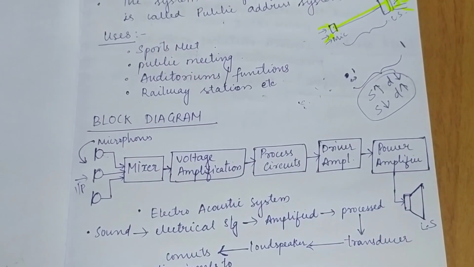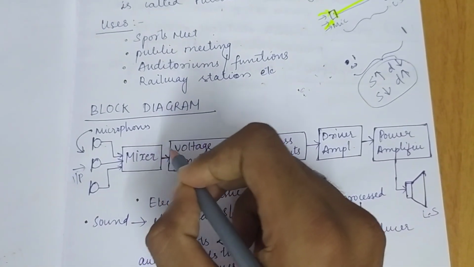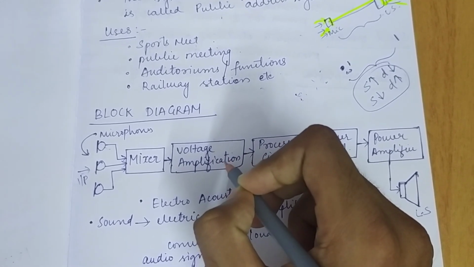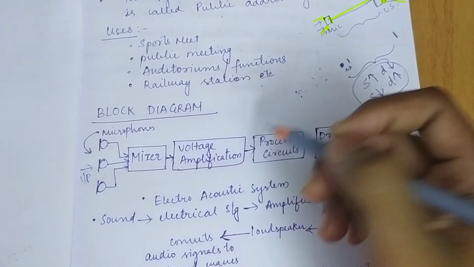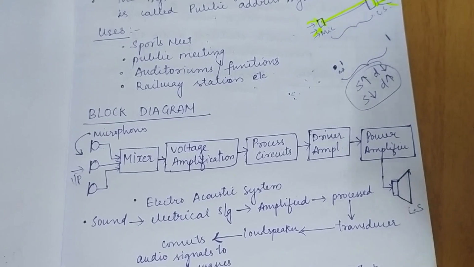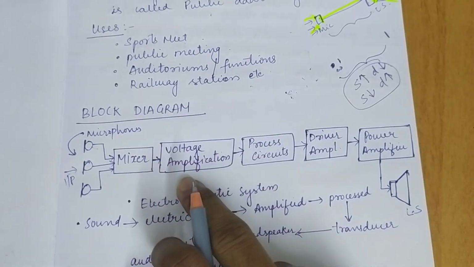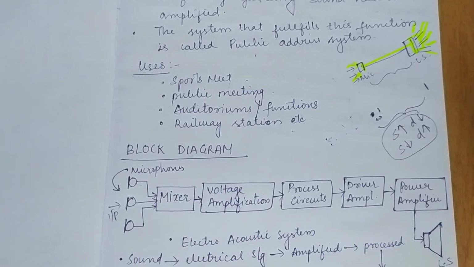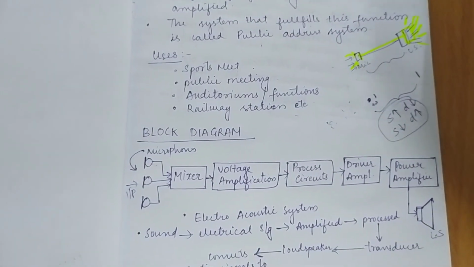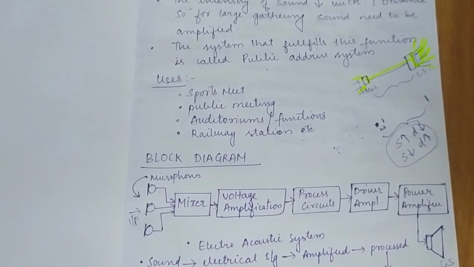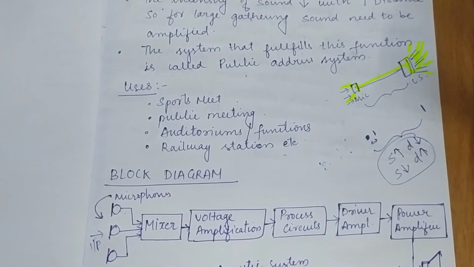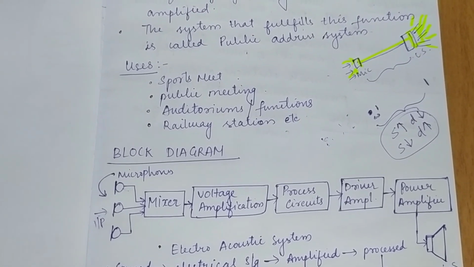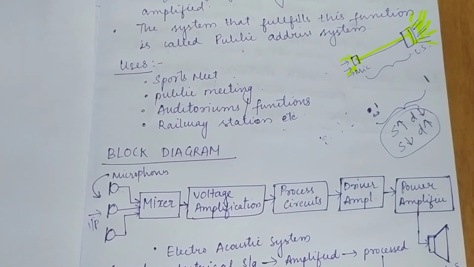Next, in voltage amplification, the output we get from the mixer is amplified. Voltage amplification basically amplifies the voltage of our signal. Then we have the process circuits, which are a variety of circuits useful to control various other parameters, like master gain or tone control.